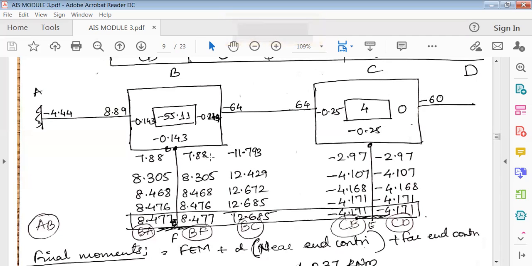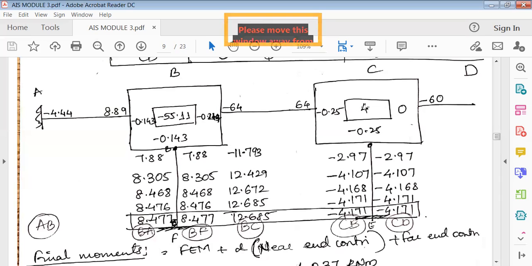So write it here. Next, minus 55.11 into minus 0.214. Okay. So it connects to the C, that is next beam. Okay. So that you write it here. Okay. Next, similarly, come to the next column now. Okay, this portion is over. This is the first step you write. Next is come to this.